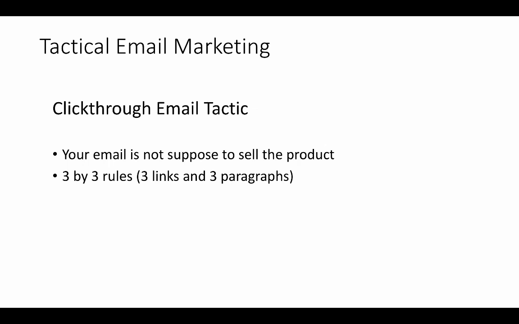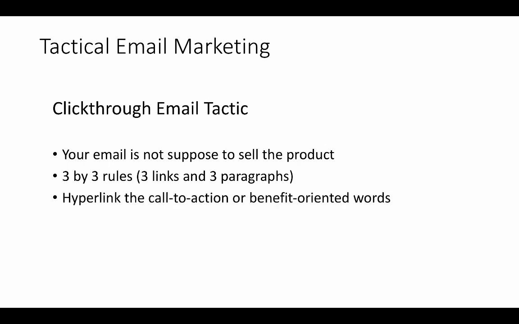And of course, I will distribute these three links within the three paragraphs, or within the whole email copy. Next, hyperlink the call to action or benefit-oriented words. So you have three links in an email copy, but you do not need to have three URLs in the email copy. Maybe you can just have one URL or two URLs, and another one is a hyperlink of the text. So for instance, let's say you have the text called order now.